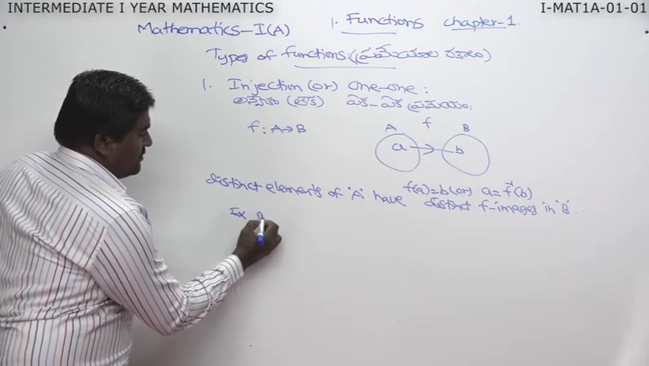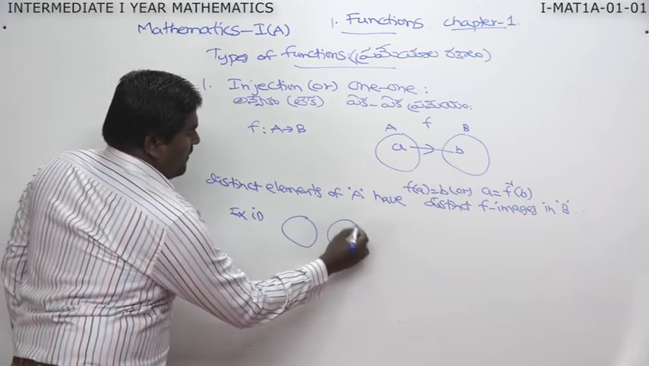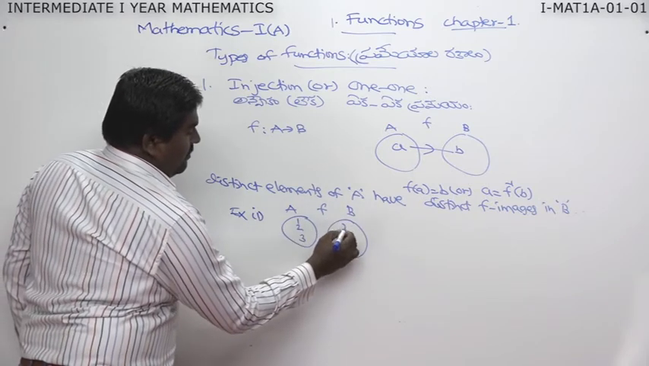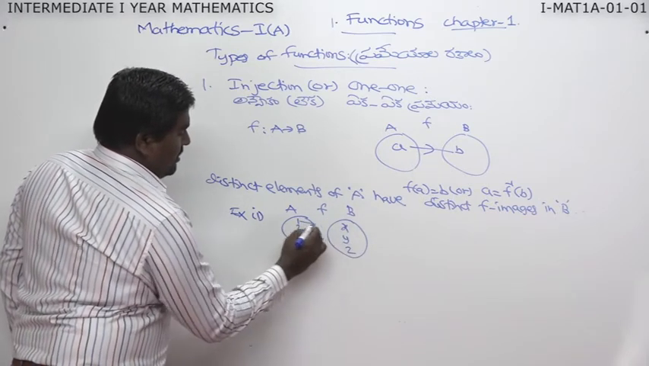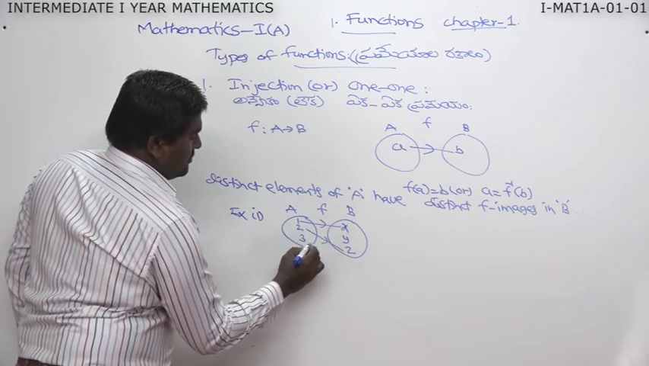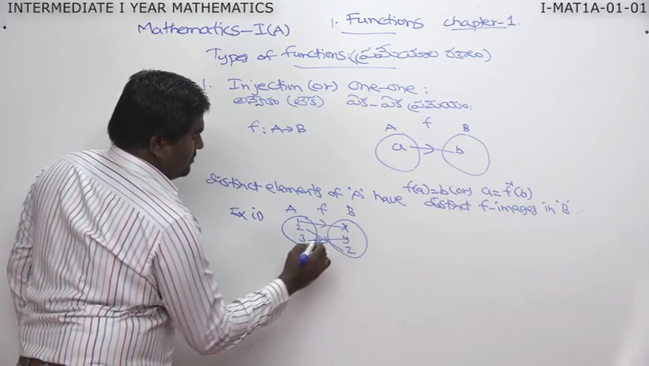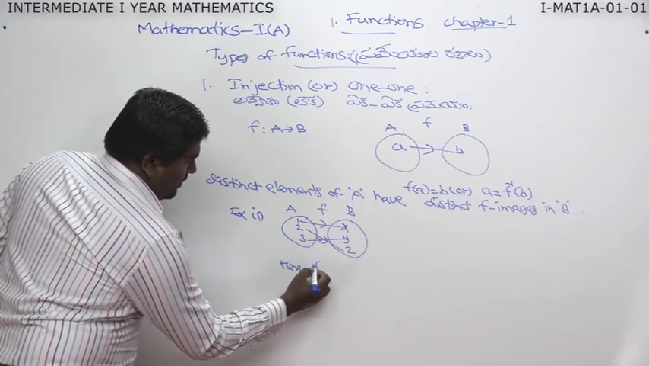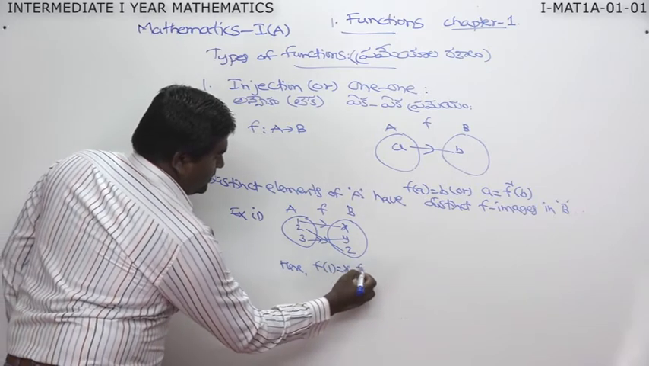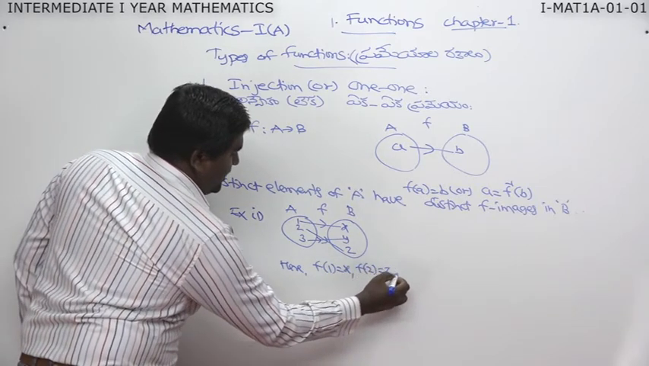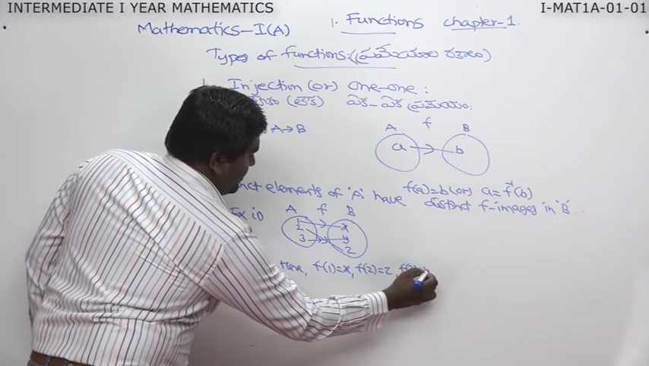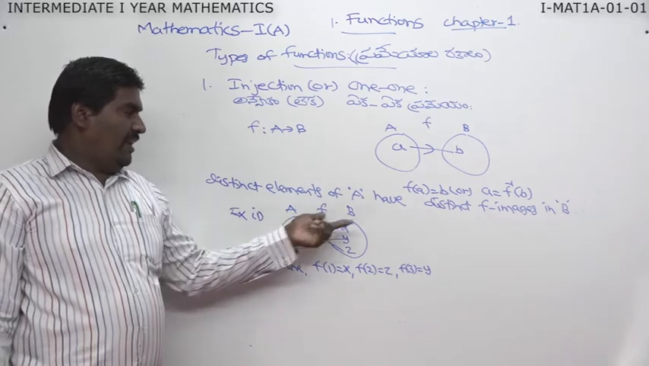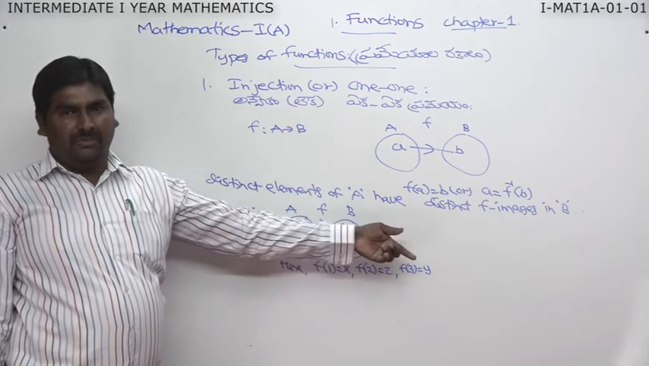Example: f is a function from A to B, with A = {1, 2, 3} and B = {x, y, z}. Here, f of 1 is equal to x, f of 2 is equal to z, f of 3 is equal to y. Observe that distinct elements of A are having distinct f images in B.